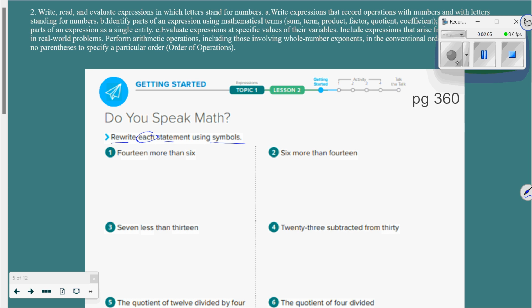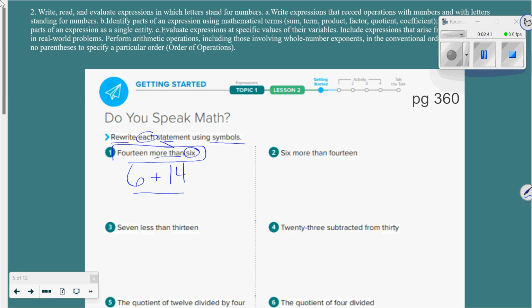But here's the key, and here's how you know it's not an inequality: it's 14 more than 6. Here's where this one gets a little tricky, because it's more than 6. So where am I starting? I'm actually starting at 6, but I'm going more than that by 14. So this is how you say this in English, and this is how you write it mathematically.